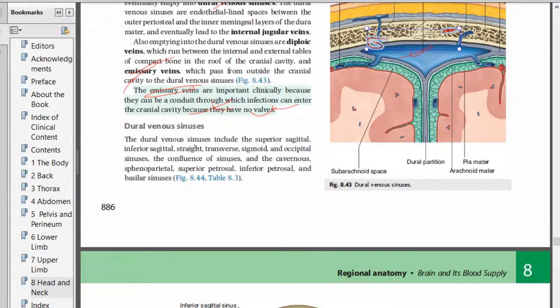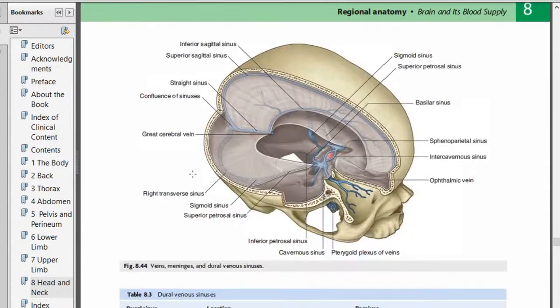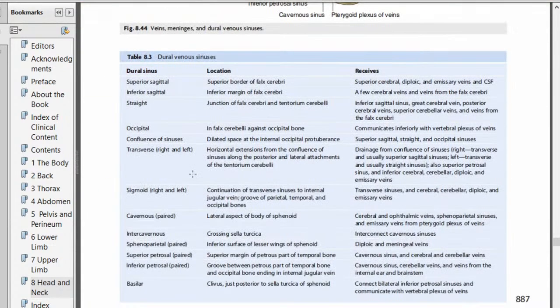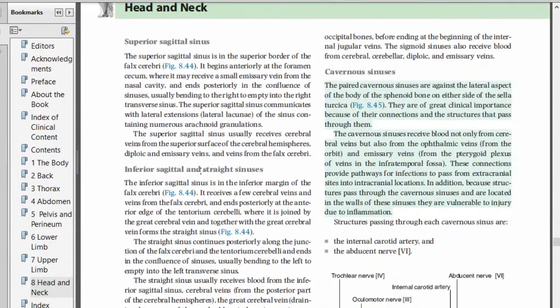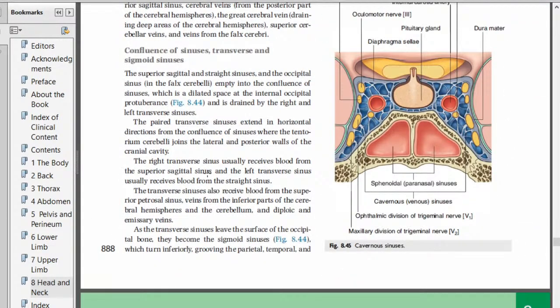The dural venous sinuses include the superior sagittal, inferior sagittal, straight, transverse and sigmoid, occipital sinuses, confluence of sinuses, and the cavernous. Okay, there are many sinuses. Dural are the various sinuses.